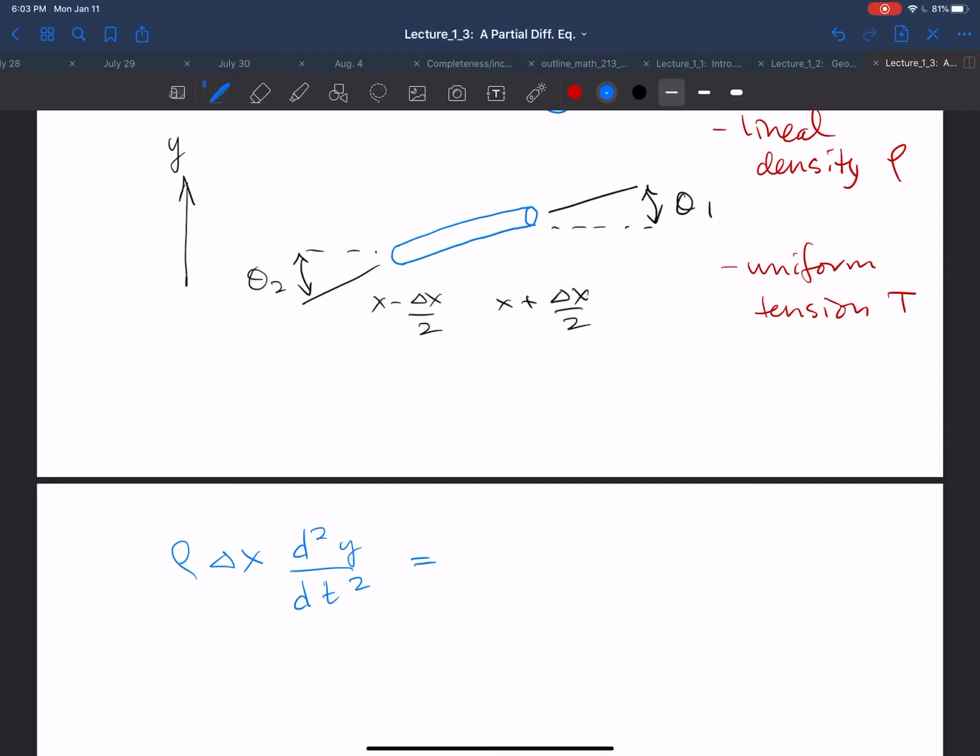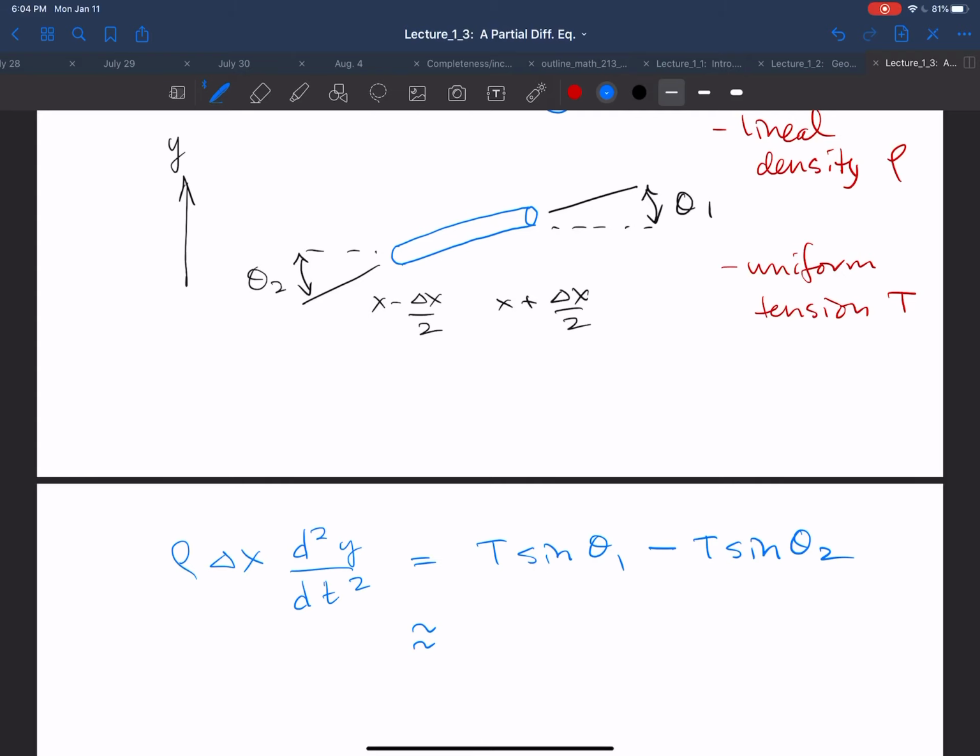So what's that going to be? Well, we just have to look at the transverse forces on both ends of our little piece of string. So on this right-hand end, it's going to be the uniform tension T times the sine of this angle theta 1. So we're going to get T sine theta 1 minus the tension on the left-hand side, which will be minus T sine theta 2. Okay.